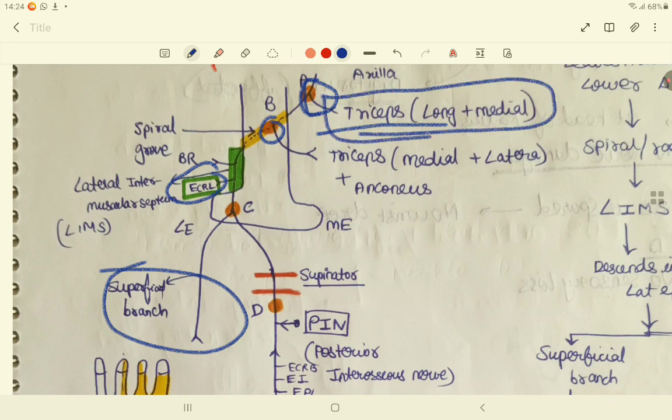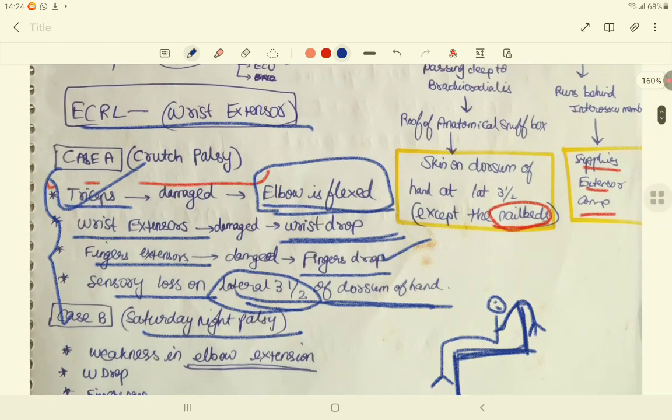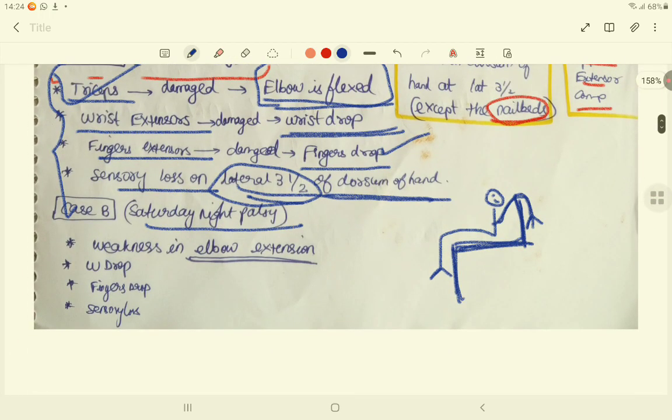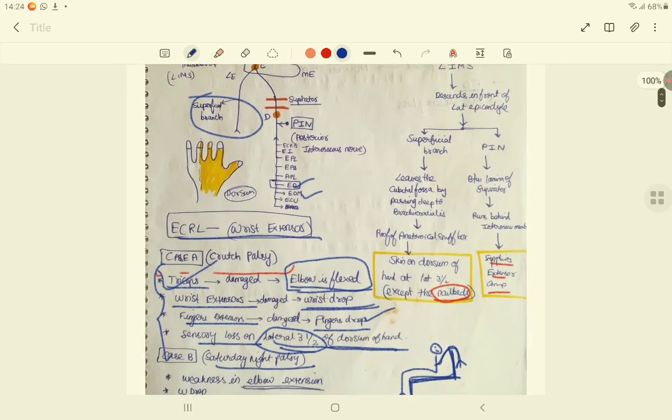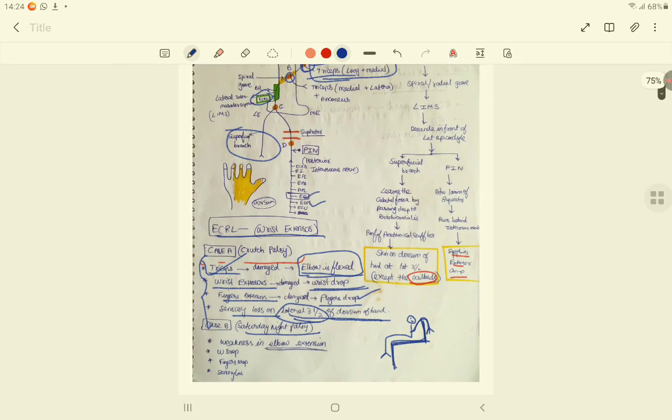I already told you that the triceps' main function is extension, right? So when some of the muscles of the triceps are spared, if you see clearly, the long head and medial head are spared, so there will be weak elbow extension. In case A, the extension is completely lost and the elbow will be flexed. But in case B, elbow extension is seen, but it will be weak.